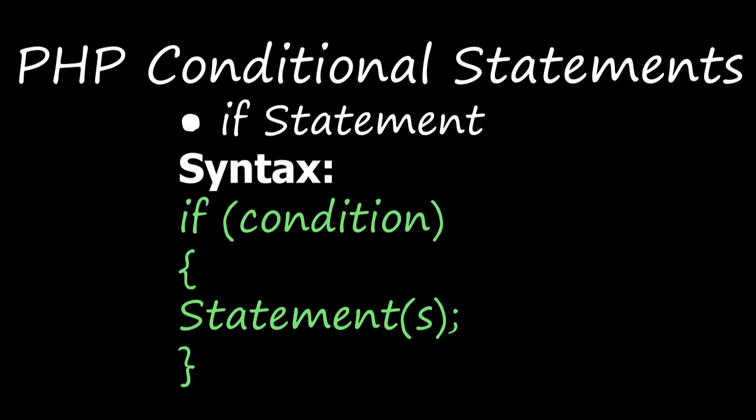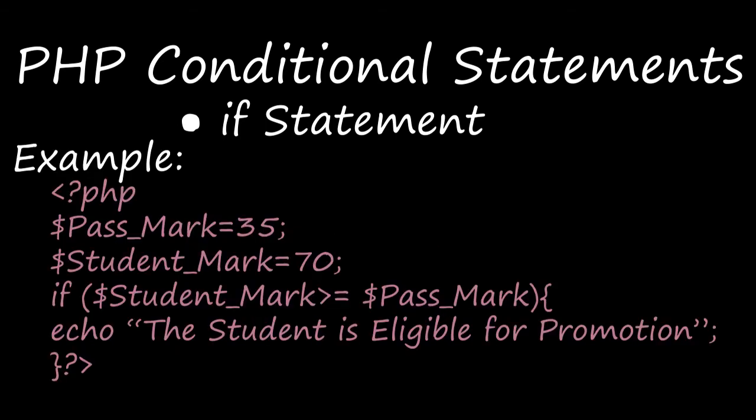When you see the syntax, you can just understand: if, and then you have to give the condition. Okay, it may be a greater than b or a greater than 5, whatever condition you have to give, the test condition goes inside this bracket. Okay, if and then the condition, and then you will have the statements. If that condition is true, only then this statement will be executed. Okay, see this example they have given. Pass mark is equal to 35 and the student mark is 70, right? If the student mark is greater than or equal to the pass mark, the student is eligible for the promotion. This will be displayed. Okay, whatever comes inside this echo will be displayed, right?